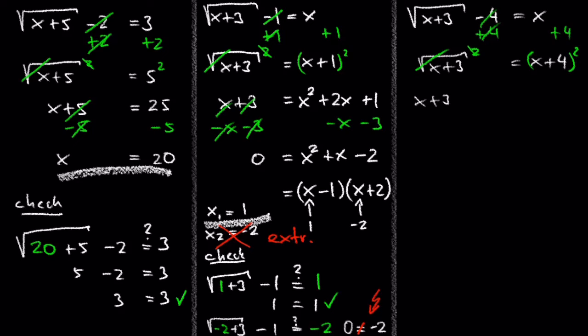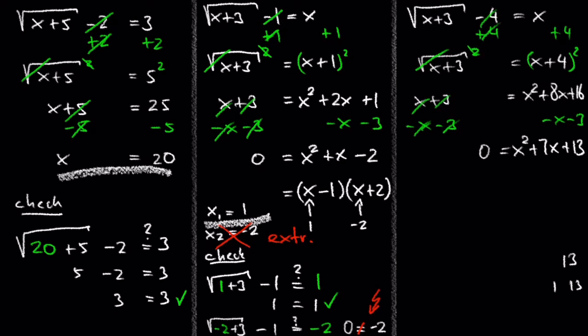x plus 3 equals x squared plus 2 times 4 times x, which is 8x, plus 4 squared, which is 16. And after subtracting x plus 3 from both sides, we get 0 equals x squared plus 7x plus 13. The only factors of 13 are 1 and 13, but 1 plus 13 does not equal negative 7. So factoring doesn't work here.